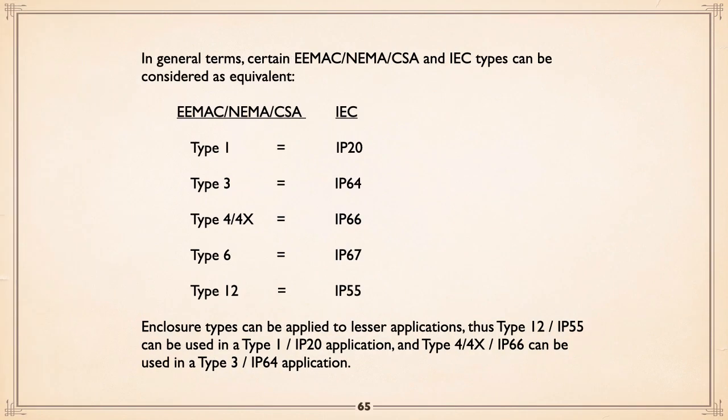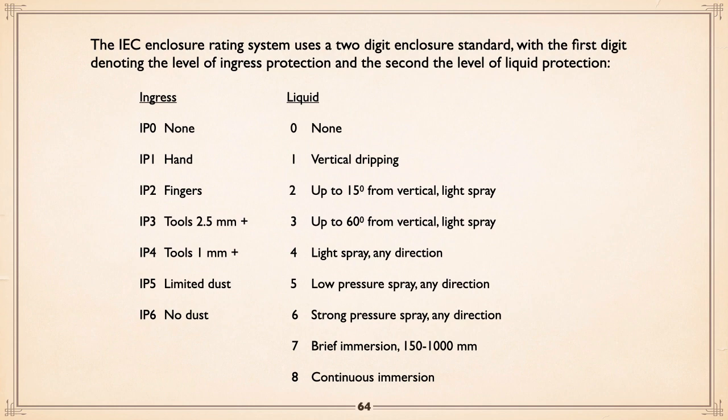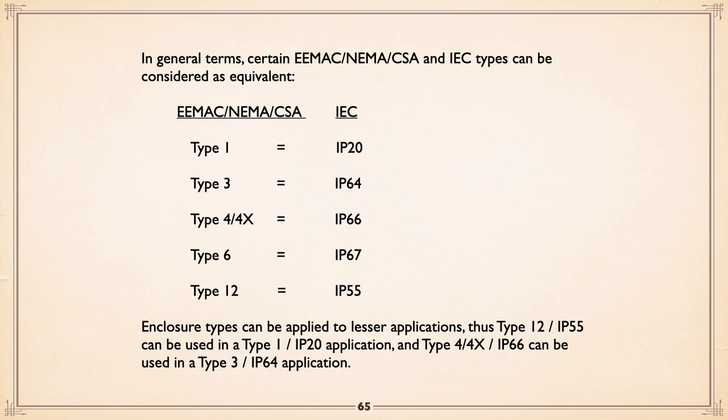In general, certain types of EEMAC, NEMA, CSA, and IEC enclosures can be considered as equivalent. For example, a Type 1 EEMAC, NEMA, CSA enclosure is equivalent to IP20, which defines the liquid as none, and the first digit is the access to it. And I'll go back just so you can see that. IP22, you can't get your fingers in, but no particular liquids are covered. And you can see Type 3, you see all the equivalents, okay? And as I mentioned, a lot of them are usable. You can have more enclosure than what you really need, and it's okay.